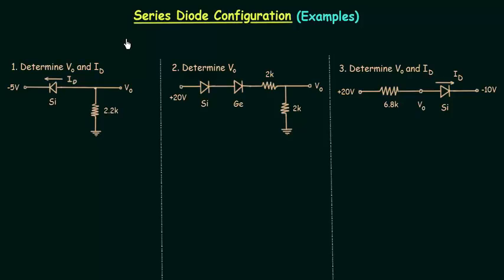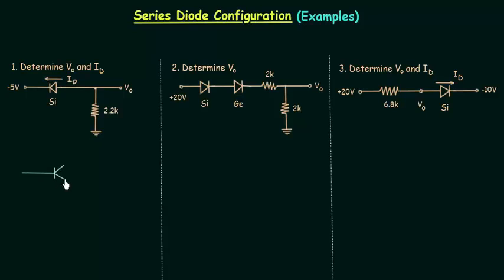In this lecture, I will solve examples based on series diode configuration. In the first example, we need to determine V0 and ID. V0 is the potential at this point, and when you complete this circuit, you will find V0 is the voltage across this resistance. ID is the current flowing through the silicon diode, and minus 5 volt is the potential at this point. We can also redraw this circuit like this.